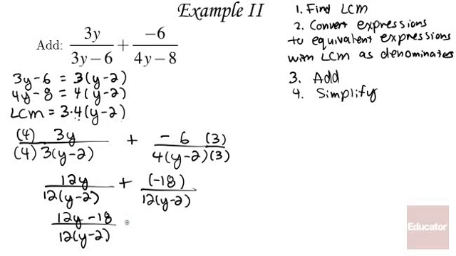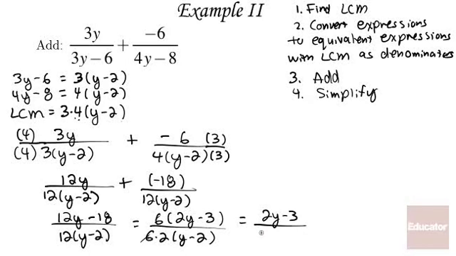And I do see that I can factor these out with a common factor of 6. So I'm going to rewrite these as 6 times 2y minus 3 over, well, 12 is really just 6 times 2 times y minus 2. My 6's cancel. This is 2y minus 3 over 2 times y minus 2. And I can't go any farther with simplifying that. So again, I found my LCM for the denominators. I converted these two expressions into equivalent rational expressions with the LCM as the common denominator. Now that I have a common denominator, I was able to add and then finally simplify.